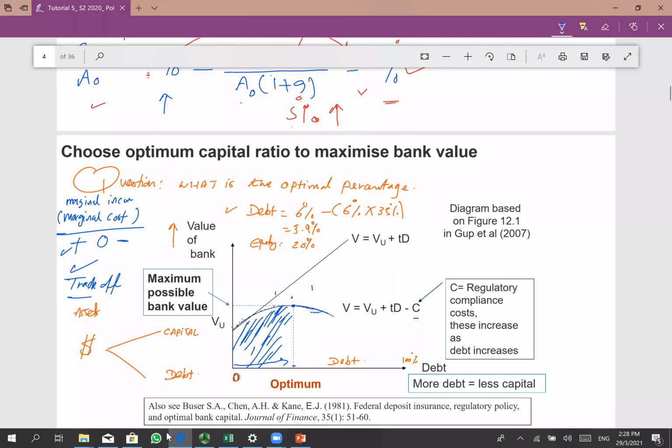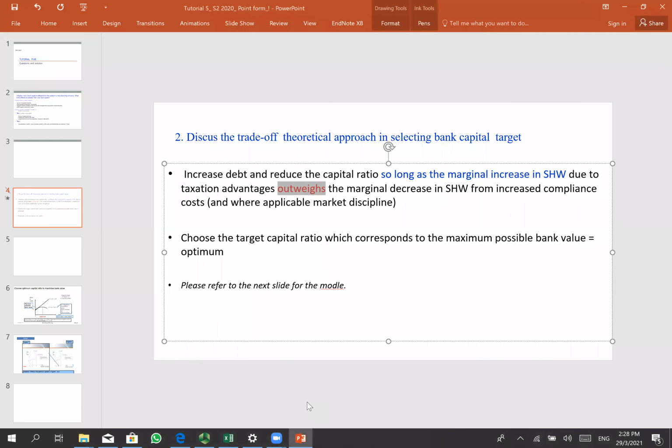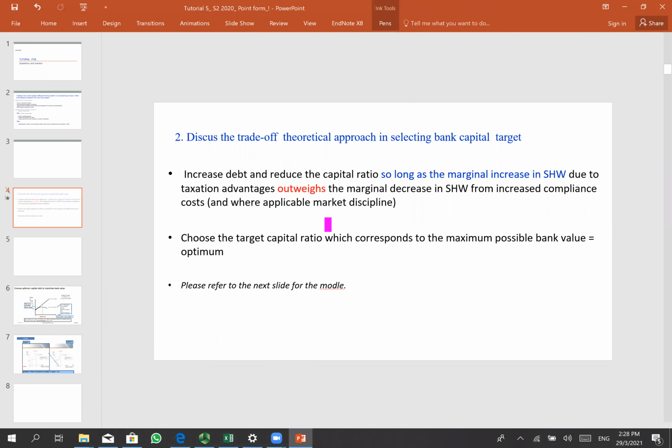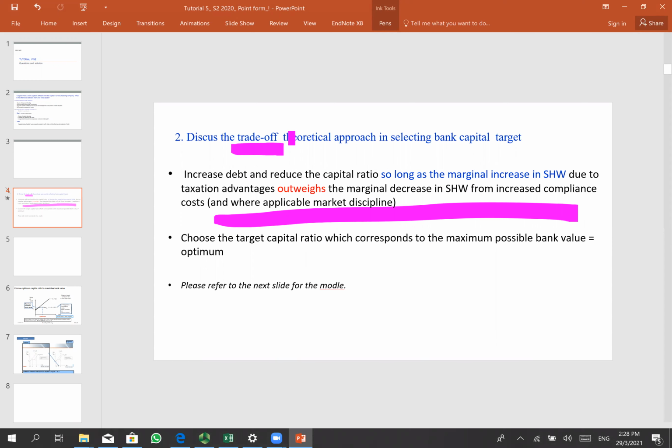So this is what I want you to understand. I will upload the tutorial for you, but I want you to understand this concept of the trade-off. This concept is very important, okay? It comes with what we call the trade-off. Now, let me go to the third question.